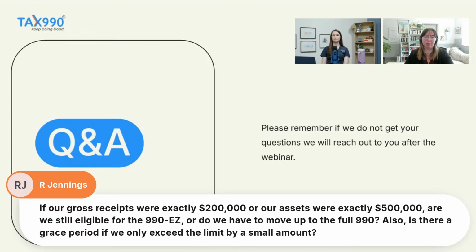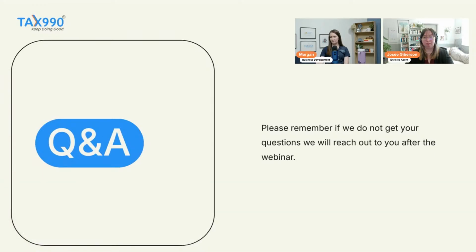As far as the grace period, there's not on the EZ, but on the 990N, there is a grace period. You want your last 3 years to be an average of less than $50,000. Thank you, Josie. Yeah.